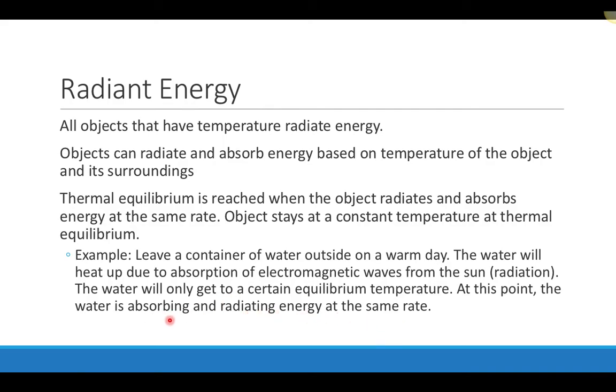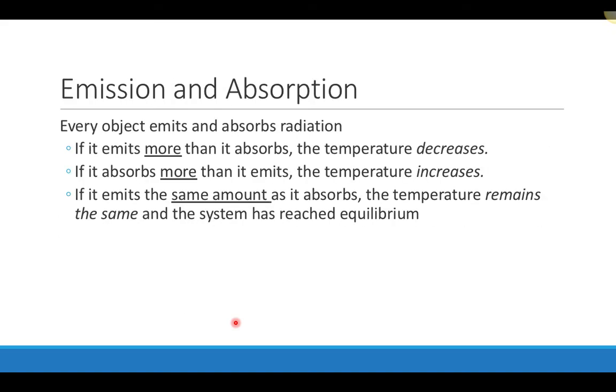The rate of absorption of the sun's energy is exactly equal to the radiant energy being emitted from that warm water because it has a temperature associated with it. So when we're standing in a room, our bodies are radiating energy, but we're also absorbing energy from the room as well. Every single object that has some temperature associated with it both emits and absorbs radiation.